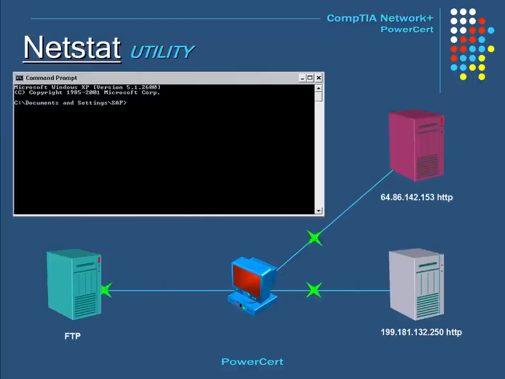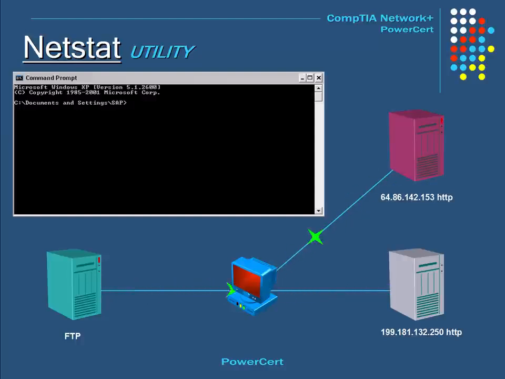Our next utility is called NetStat. Now this is a very useful tool, and it's used to display current network connections to your computer. So in our example here, we can visually see that our computer is currently communicating with an FTP server and 2 HTTP web servers. And we can verify this by using the NetStat utility.